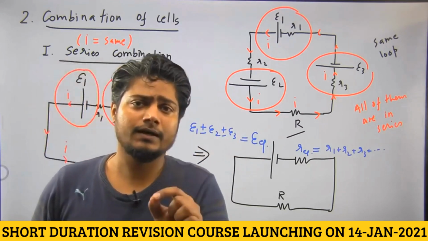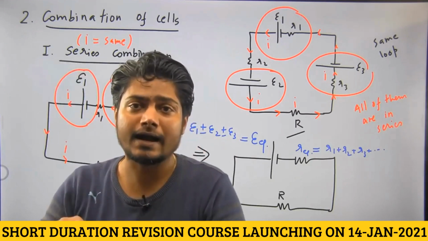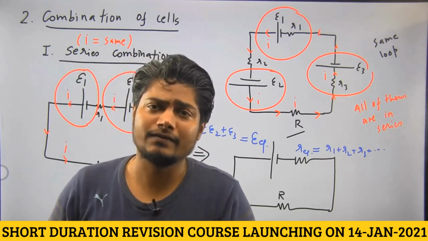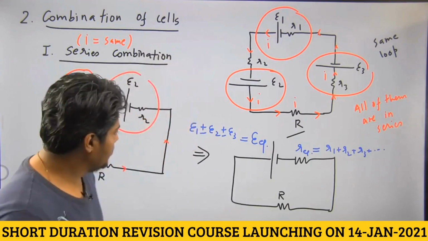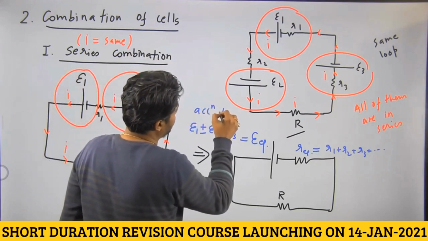If the direction of current is the same for each battery, then add. If the direction of current is different for different batteries, then subtract. So, we have to decide this according to polarity. Plus-minus are decided according to polarity.